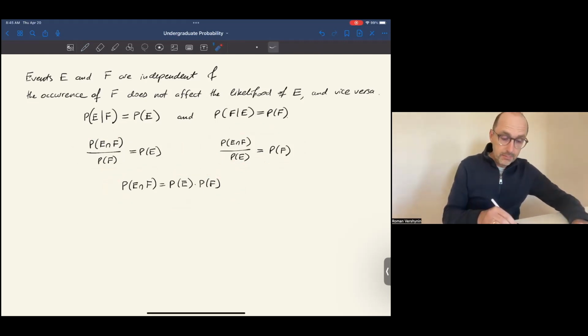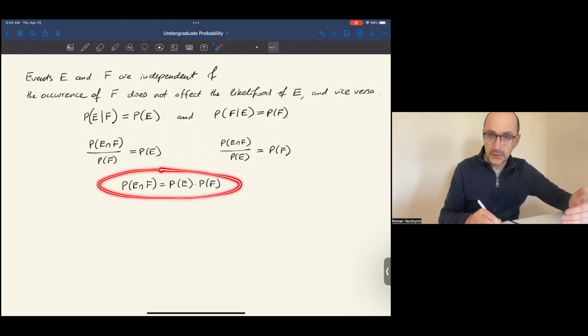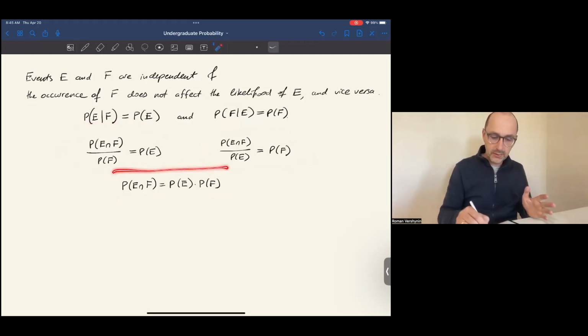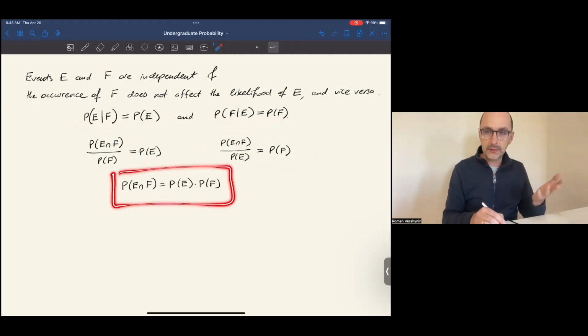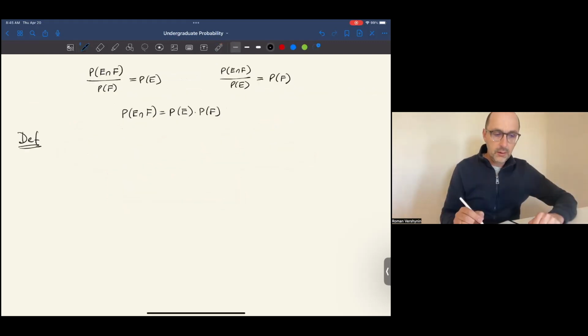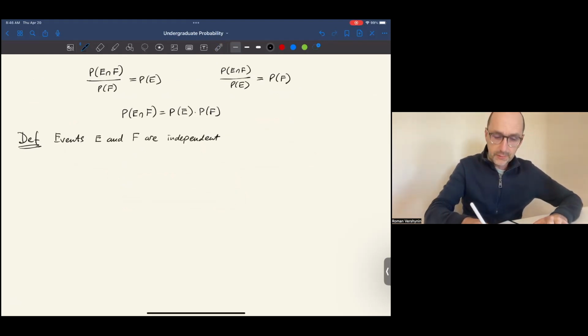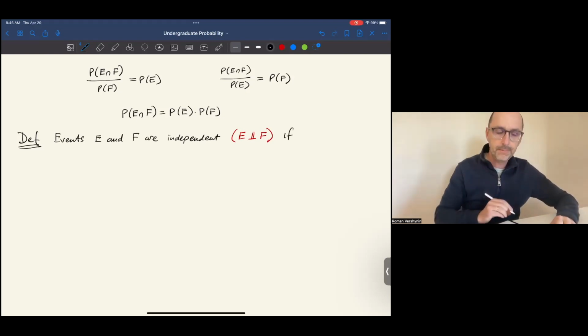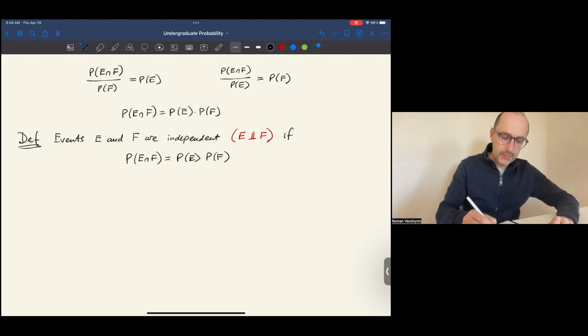So, surprise, both of these equations are equivalent to this equation. So these are saying the same thing. So we can take this equation as the definition of independence. Let's do it. We say that two events E and F are independent, denoted by this sign, it's like orthogonal to each other, if the probability of the intersection equals probability of E times probability of F.